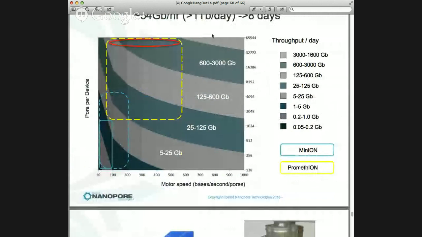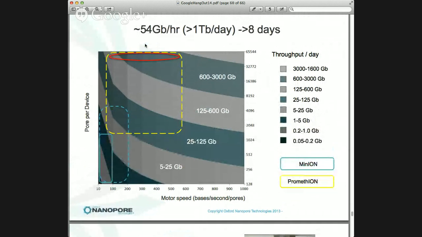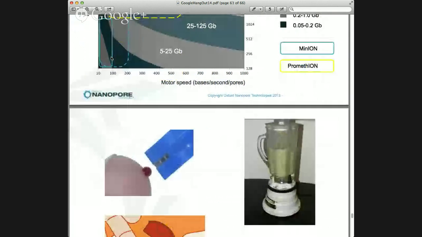Now Promethion, again, the number of channels is going to be up to 100,000, but that puts you into a very high throughput range. Even at current enzyme speeds, you're looking at maybe 300-400 gigabases per day. And with long run times, it should be a multi-terabase machine. If we put more channels in or speed up the chemistry, I think it can be over a terabase a day. And that is coming along much sooner than people probably anticipate.